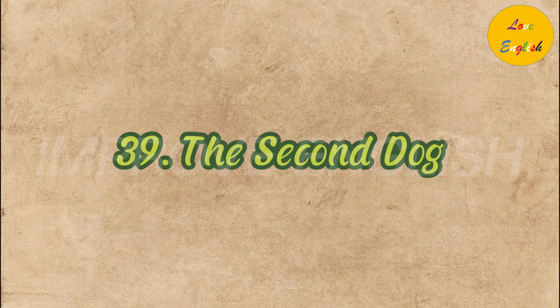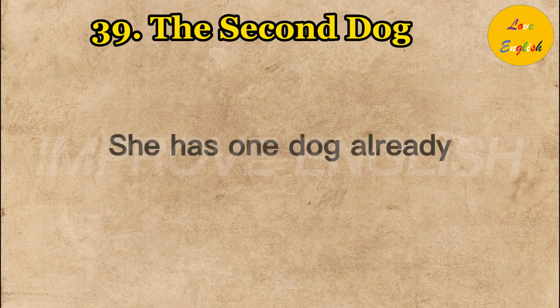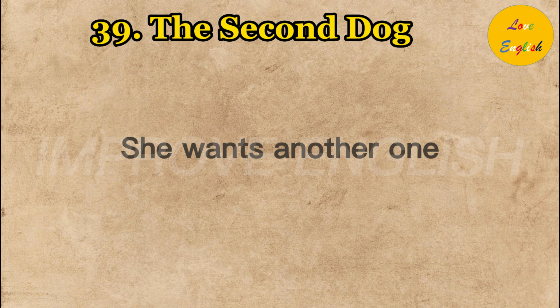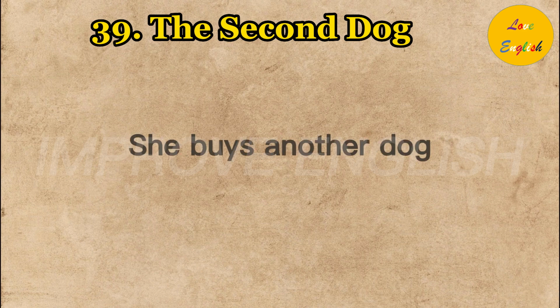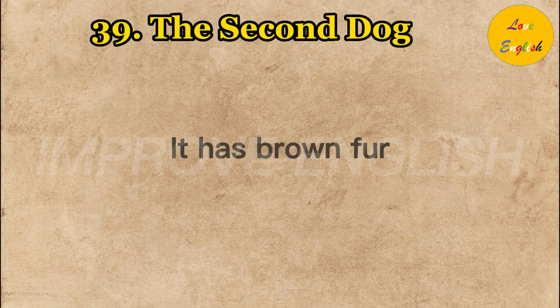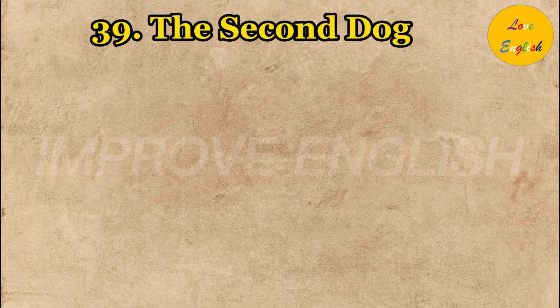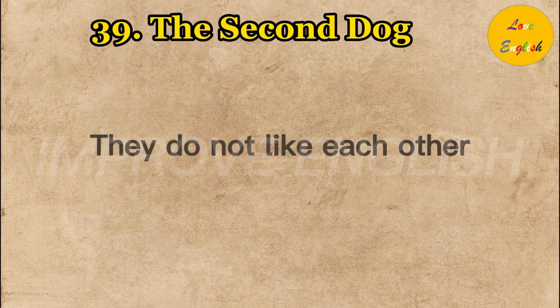39. The Second Dog. She has 1 dog already. It has black fur. It is very big. She wants another one. She goes to the pet store. She buys another dog. It has brown fur. It is medium-sized. She brings it home. She puts her 2 dogs together. They run away from each other. They do not like each other.